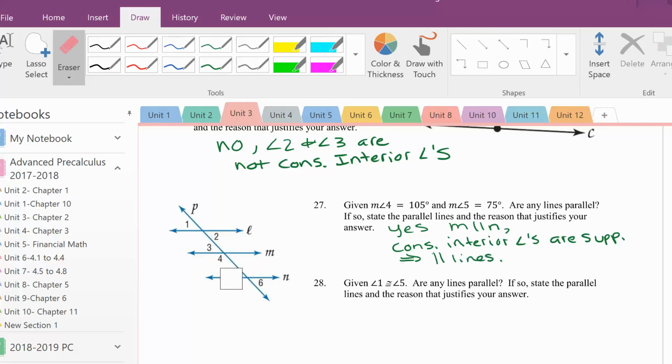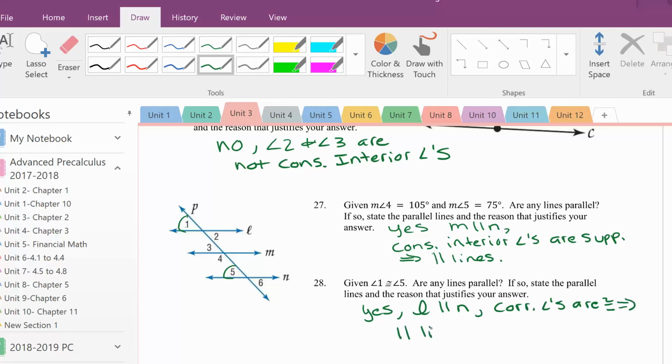Now the next one says if angle 1 is congruent to angle 5, are any lines parallel? Angles 1 and 5 are corresponding if you take out line M. So that means, yes, L is parallel to N. Corresponding angles are congruent, then you have parallel lines.